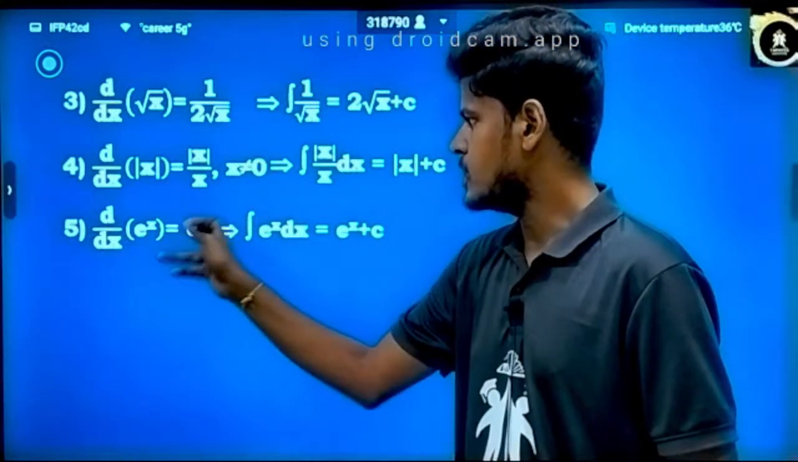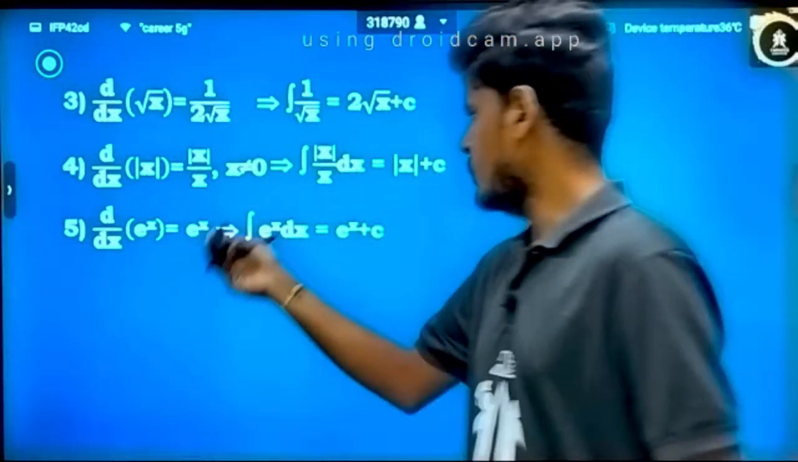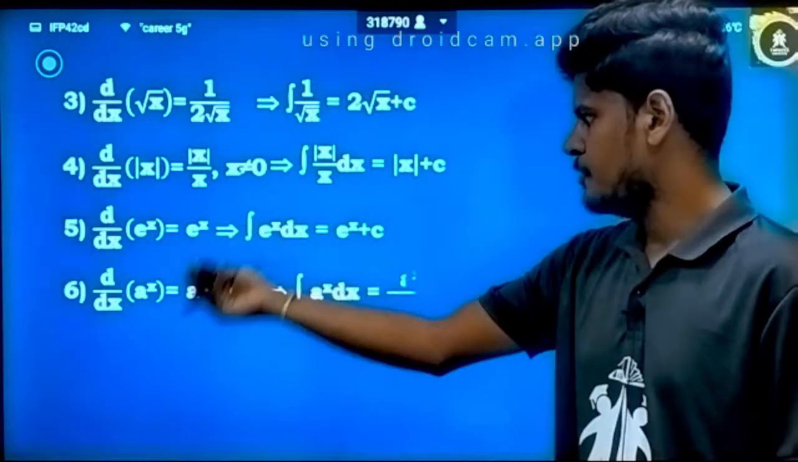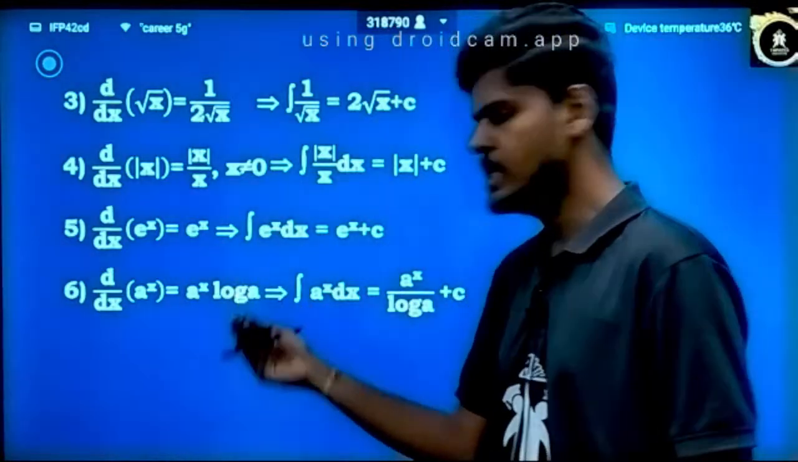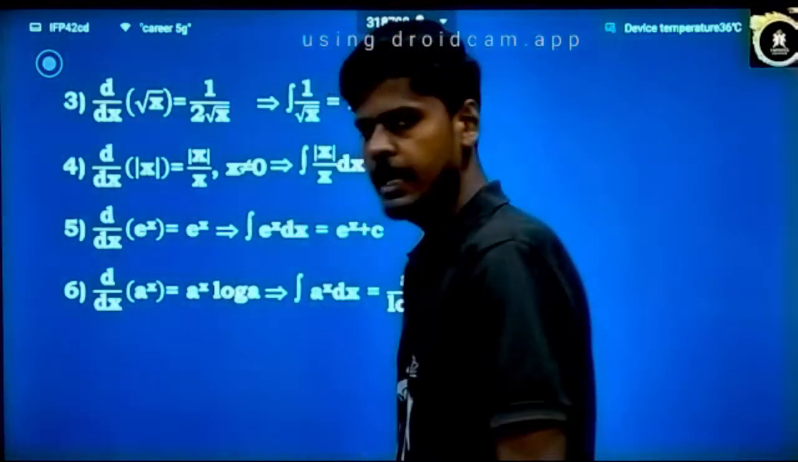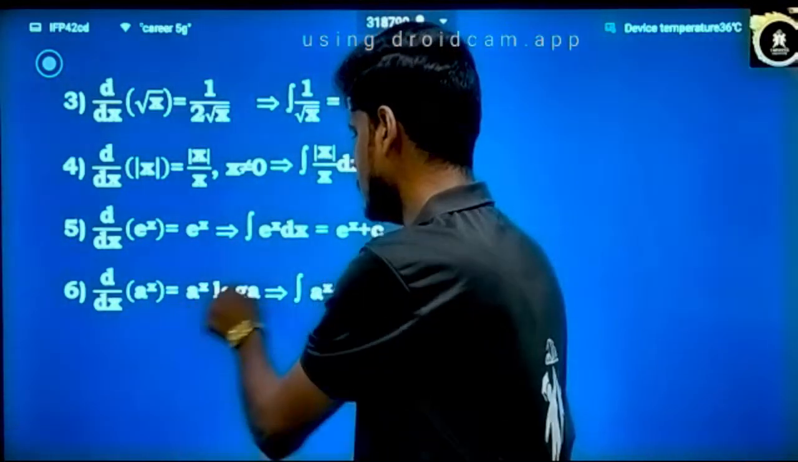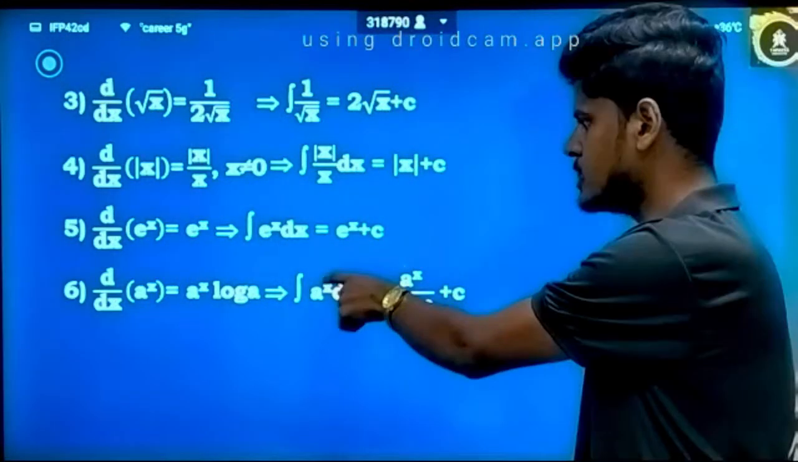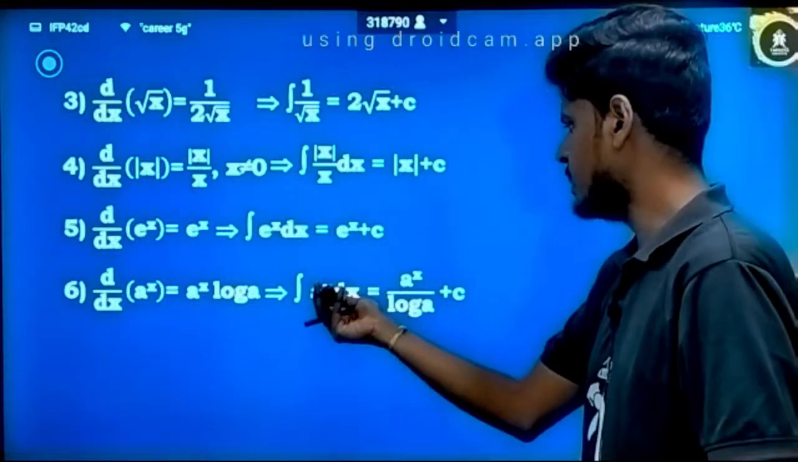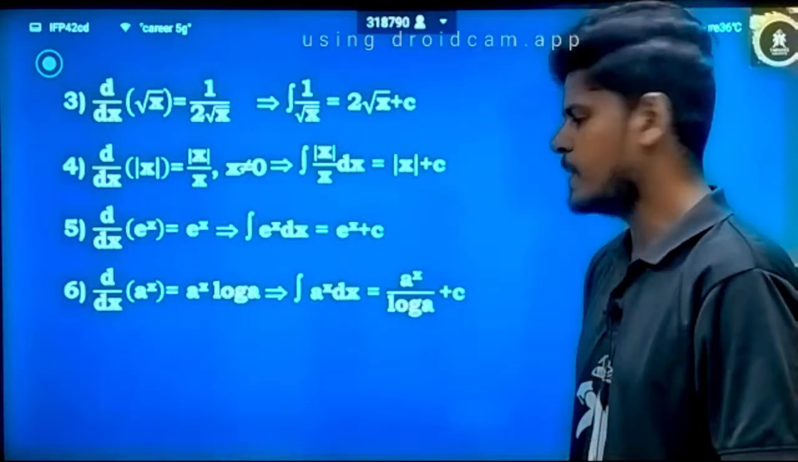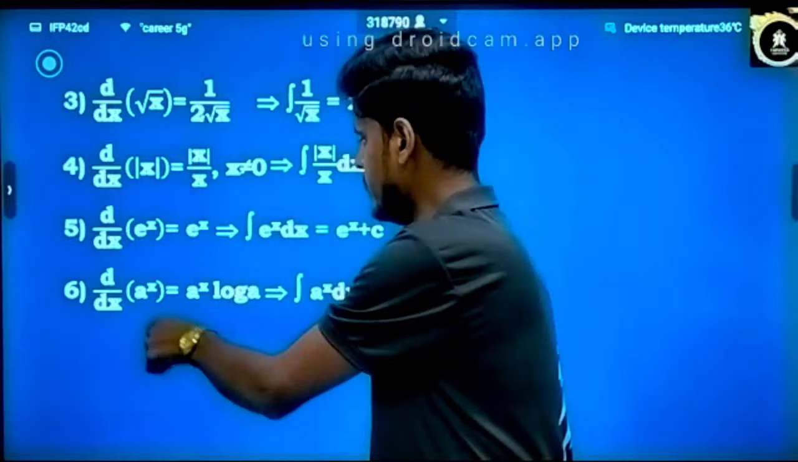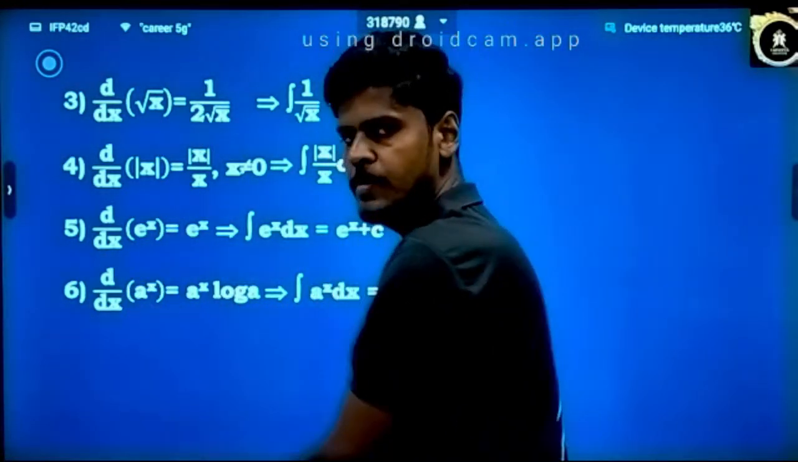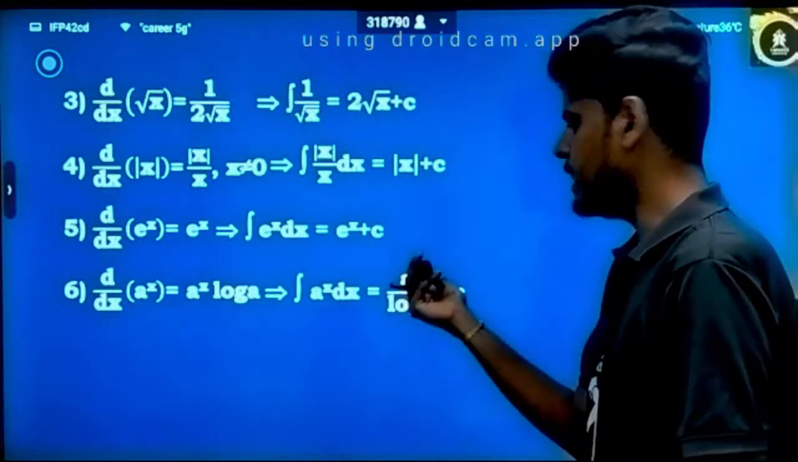And the next one is differentiation of e power x is e power x. So integral e power x will be again e power x. Differentiation of a power x is a power x into log a. Now divide this by log a. Then differentiation of 1 by log a into a power x will be a power x. So integral a power x will be a power x by log a, that is 1 by log a into a power x.